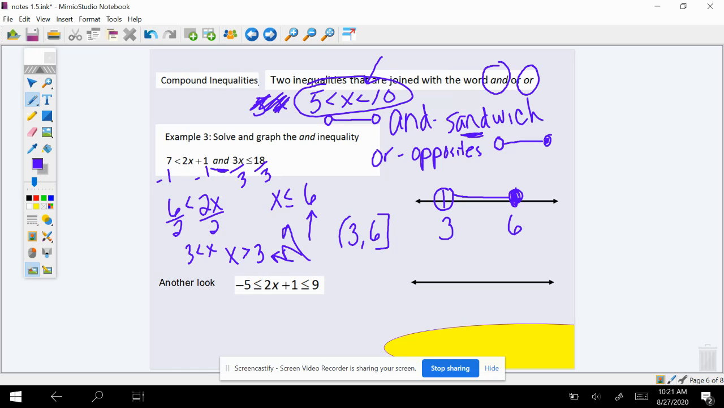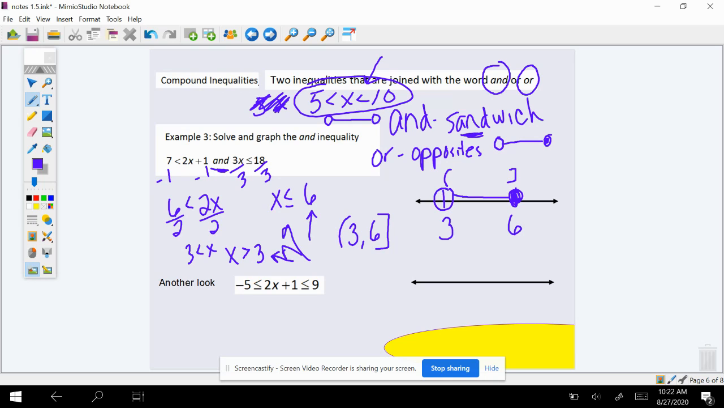If I put a parenthesis next to the 3, that means it's not included. If I put a bracket next to something, that means it's included. So you'll notice I have a parenthesis next to the 3 and a bracket next to the 6. That's another way to write this interval, saying it's all those numbers between 3 and 6, including 6, but not including 3. Another way to see an and inequality is like this bottom one.